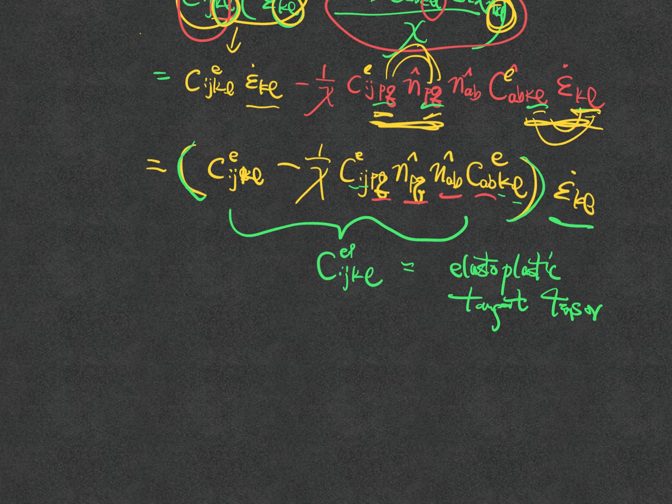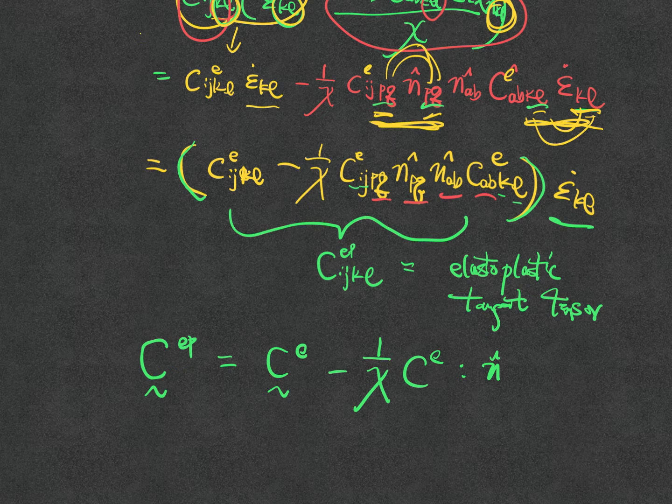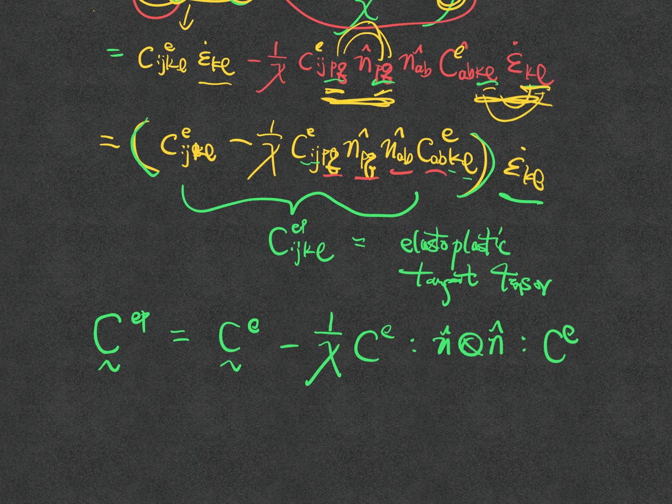Now this whole thing, if I write it in tensor notation, which is what I always prefer, it's C^E minus 1 divided by a number times C^E double dot N, and double dot C^E. Okay, and this label is indicating that the N on the left hand side and the N on the right hand side do not share any index at all. If it's double dot, that means they share both indices, and then it becomes a scalar.